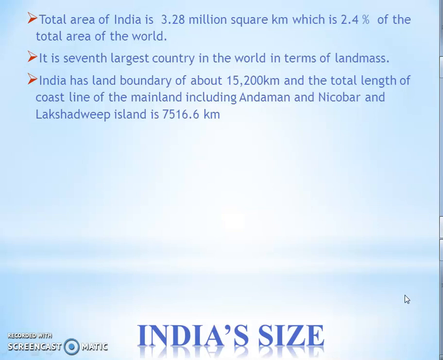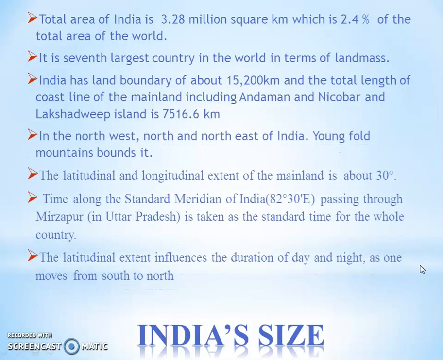Let's see. India has a land boundary of about 15,200 kilometers, and the total length of the coastline of the mainland, including Andaman and Nicobar and Lakshadweep Islands, is 7,516.6 kilometers. In the northwest, north, and northeast of India, young fold mountains bound it. We do have the mountain ranges, the Himalayan range.